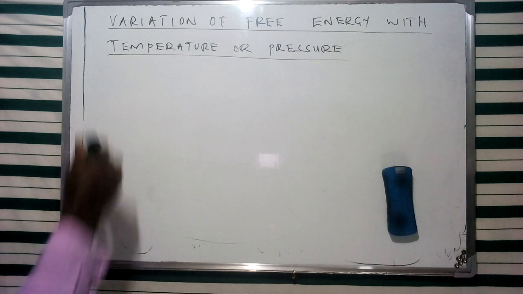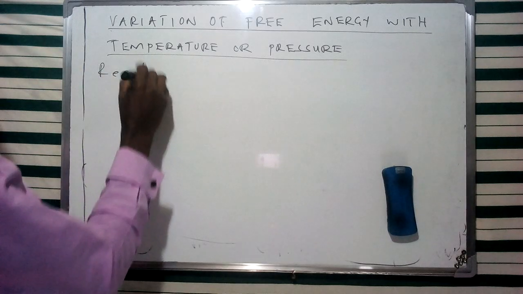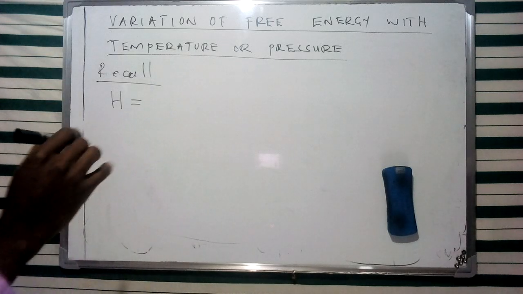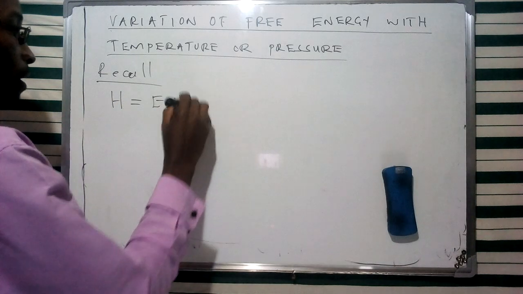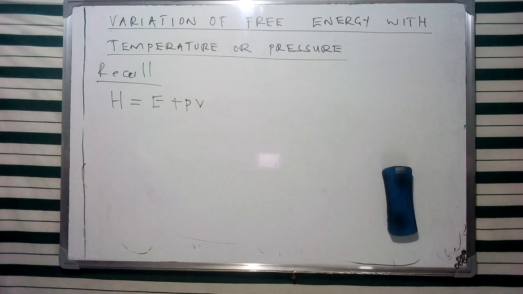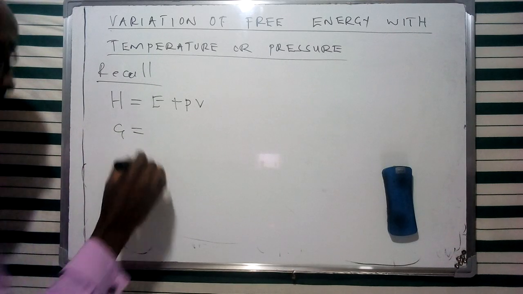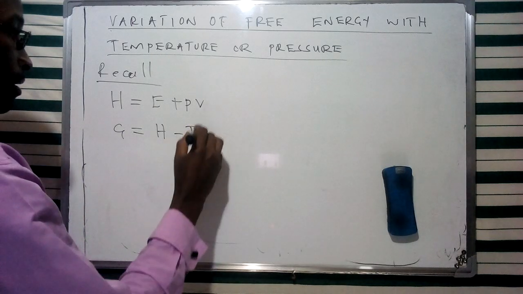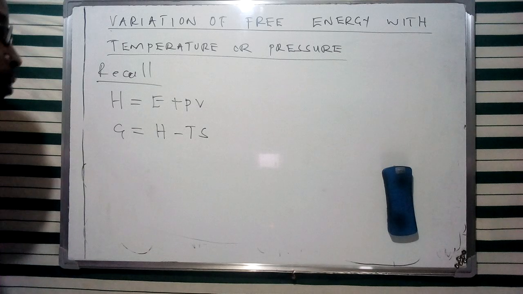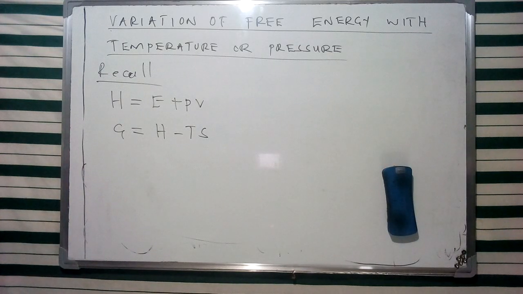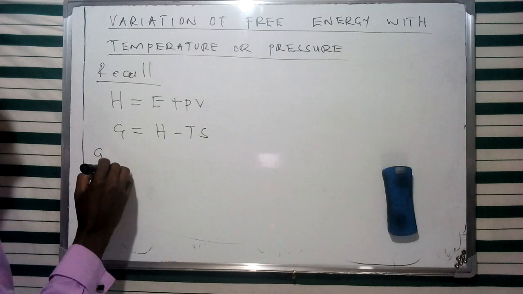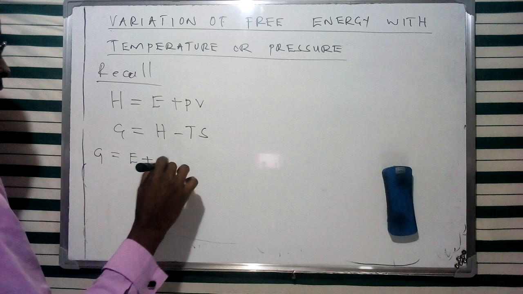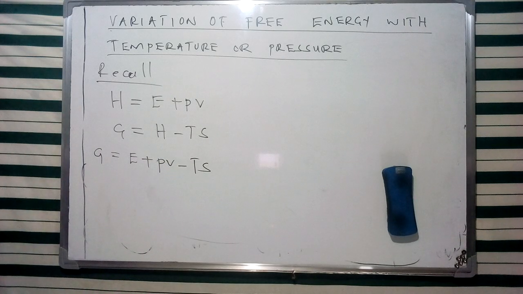Now, we can recall from our last discussion that the concept of enthalpy can be represented by the equation E plus PV. And we can represent the Gibbs free energy G in terms of enthalpy minus TS, where T is absolute temperature and S is entropy, in that specific order. So we can give a general equation for Gibbs free energy in terms of enthalpy, which is H plus PV minus TS.